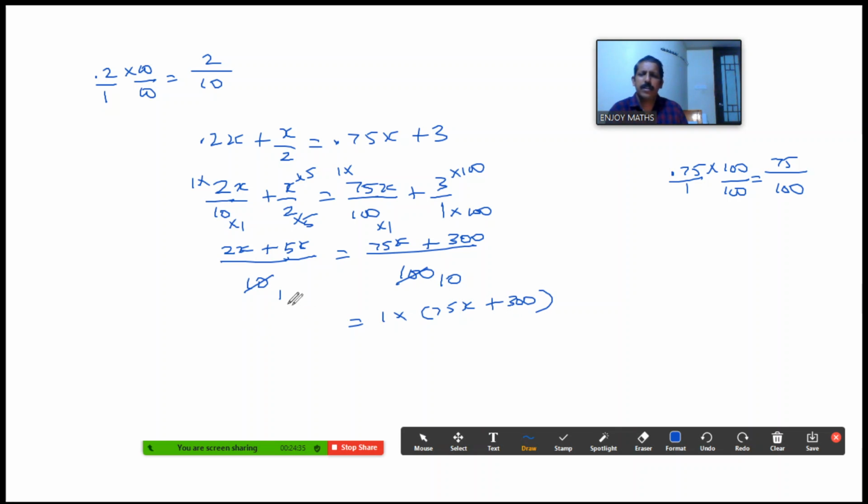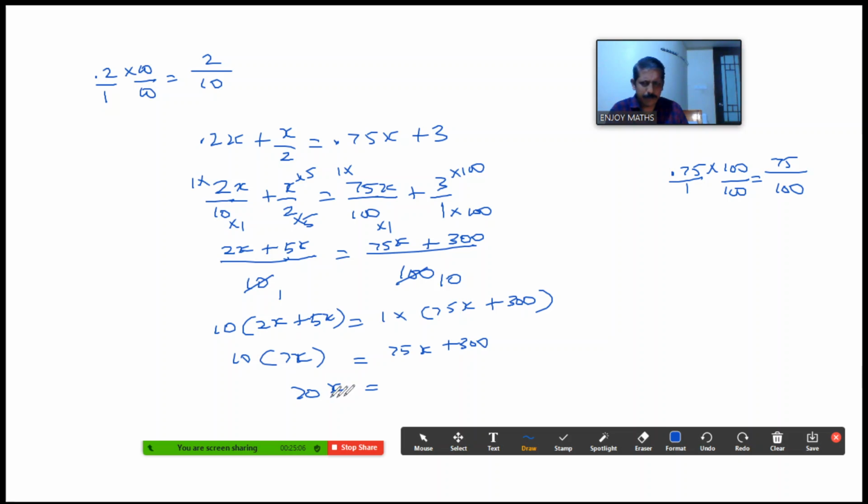This side is 10 into this, whole thing becomes a bracket. Please be careful, this also becomes a bracket, because the plus is there. So that means 10 into 7x, correct? So that becomes 7 into 10, 70x. That's good. This step is over. Here 1, so no problem. 75x plus 300.